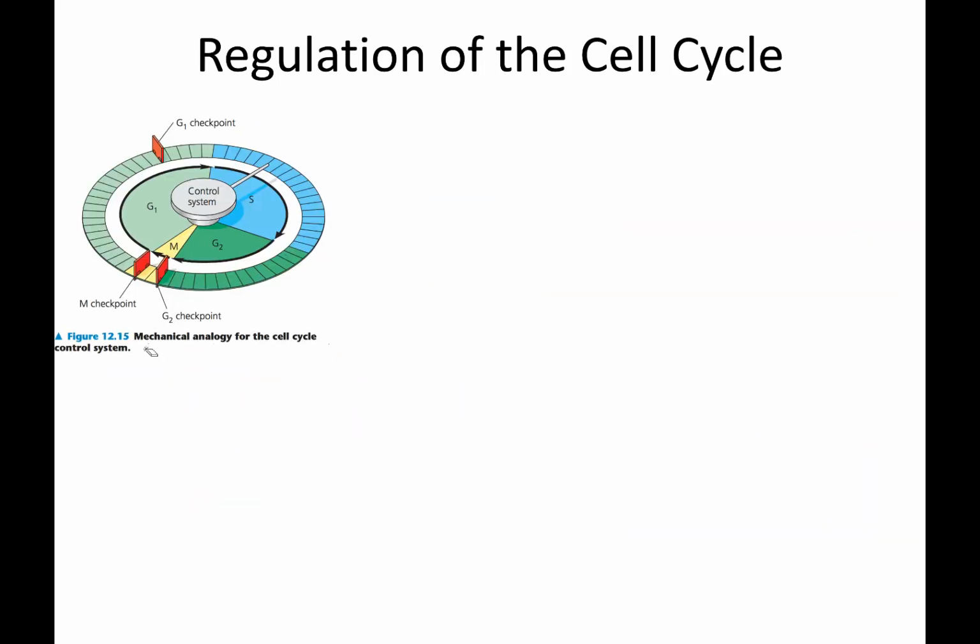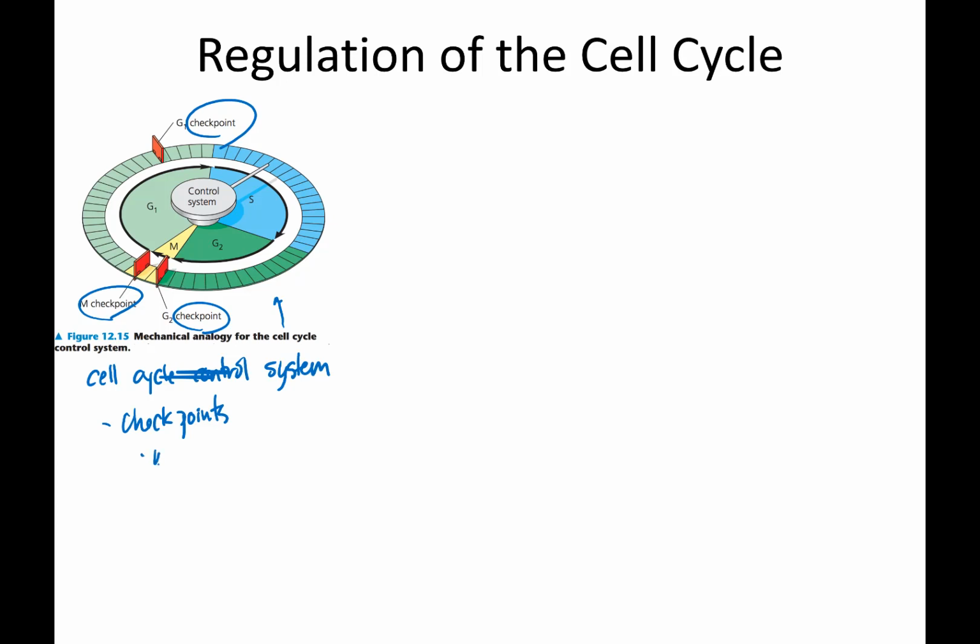So let's talk about the cell cycle control system, as shown here in the cartoon form. What you can see is that there are checkpoints along the cell cycle, where stop and go signals can regulate the cell cycle.